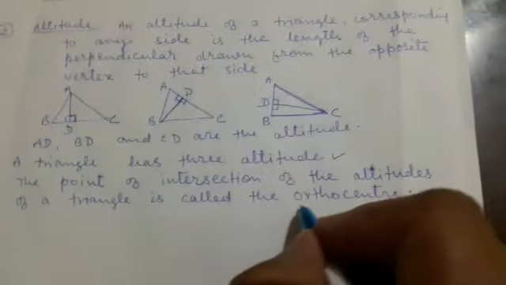A triangle has three altitudes. Remember it. The point of intersection of the altitudes of a triangle is called the orthocenter.